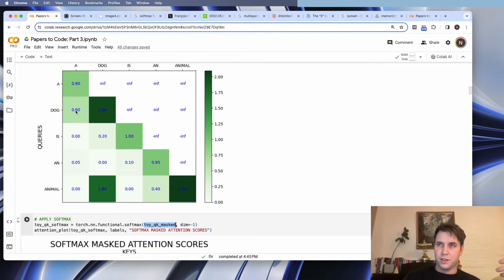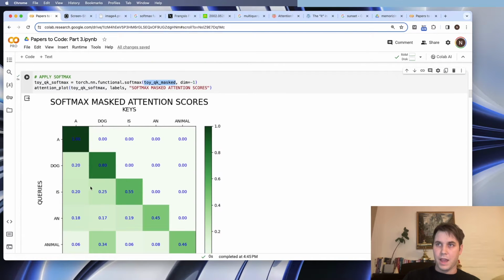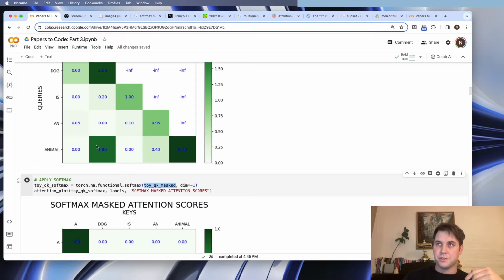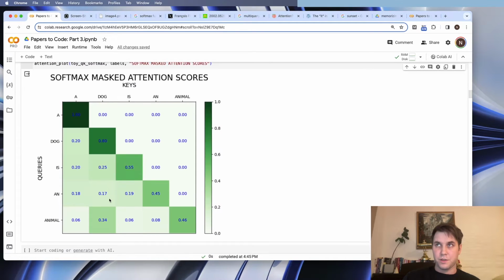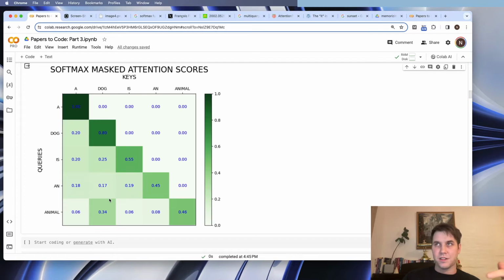Similarly for dog, this added up to 2.6 with 0.6 here and 2 here, and it redistributes it this way according to softmax. So this is just what happens when you pass these 2 values through a softmax. Similarly for all the rows. So these are the softmax masked attention scores.